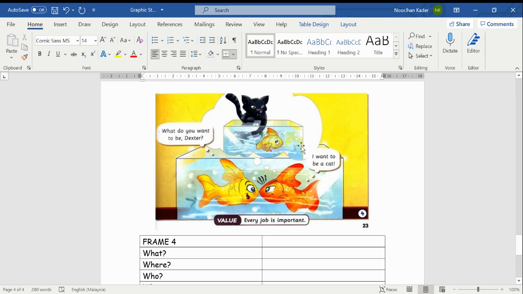So the visual storytelling of the fourth frame is summarizing the story and also telling us the moral behind the story. You can see, what does the yellow goldfish say? The yellow goldfish asks the orange goldfish, okay, what do you want to be, Dexter? The orange goldfish's name is Dexter. You can see the look on Dexter's face. It looks annoyed and getting angry.